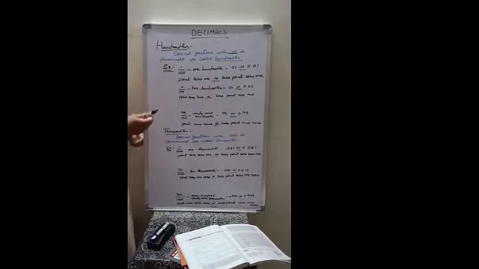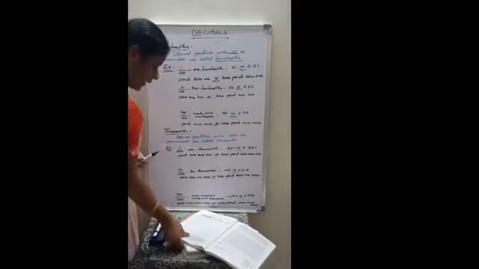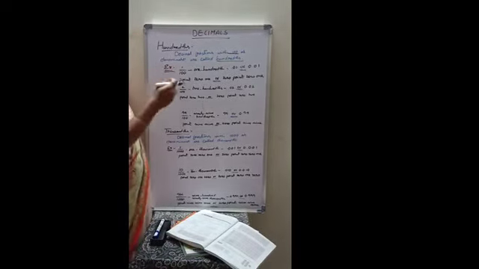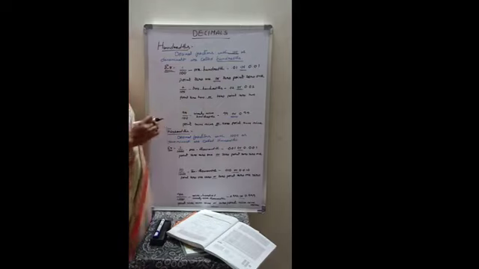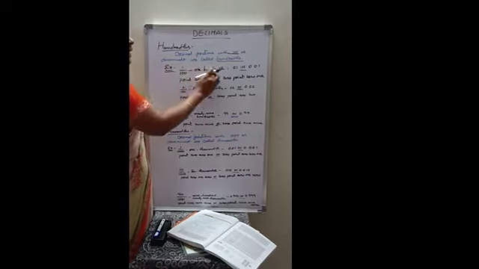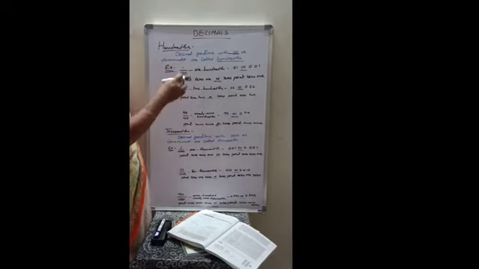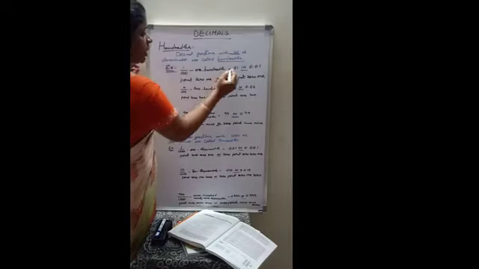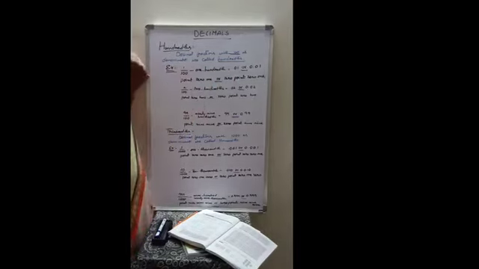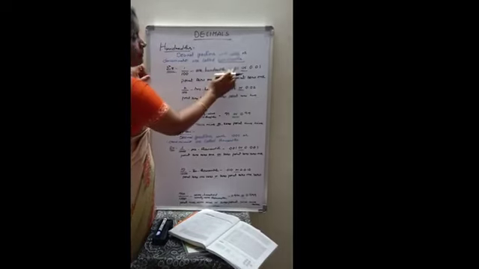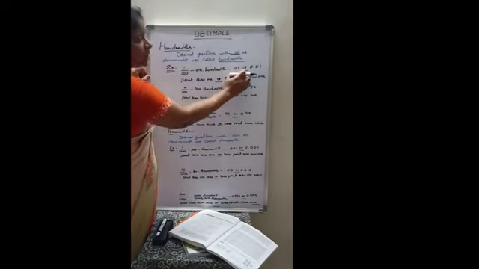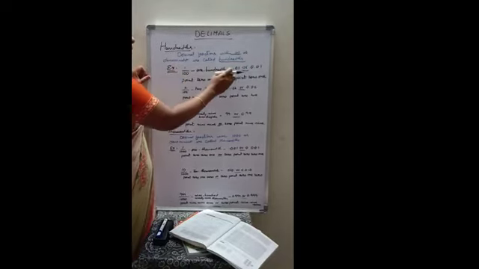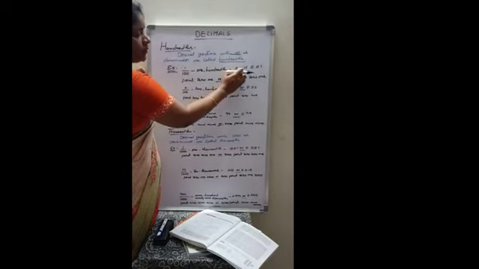See, how can we represent 1 by 100? 1 by 100 we read as one hundredth. And written, how can we write it down? 1 by 100 we can represent in decimal form as 0.01.